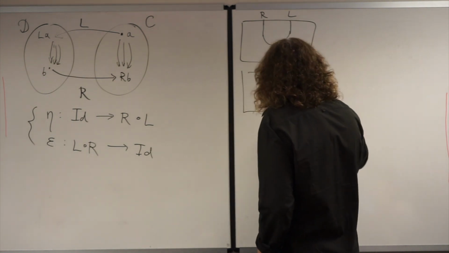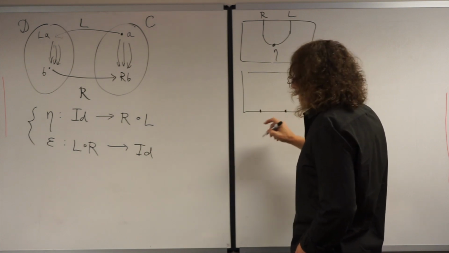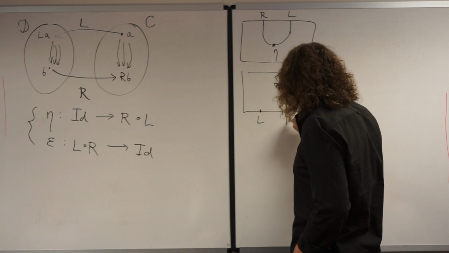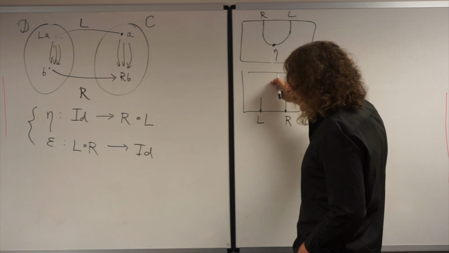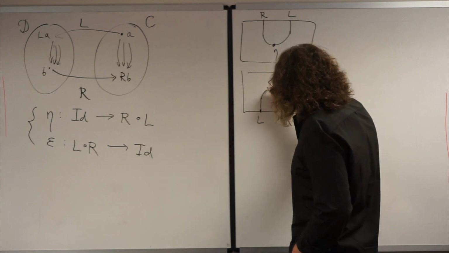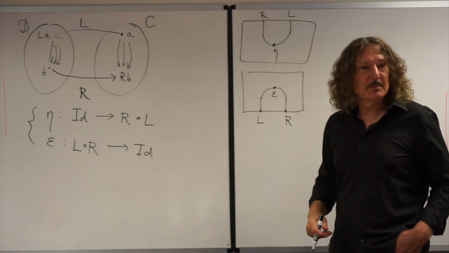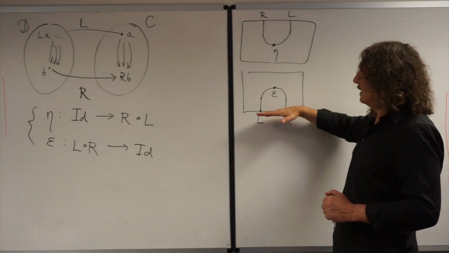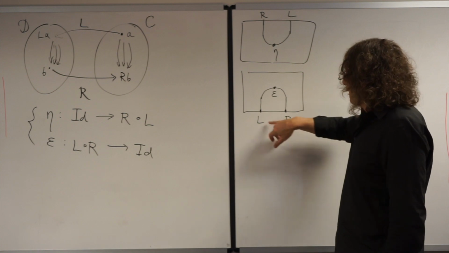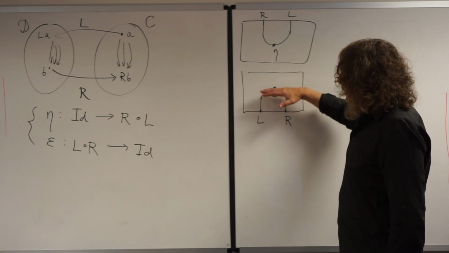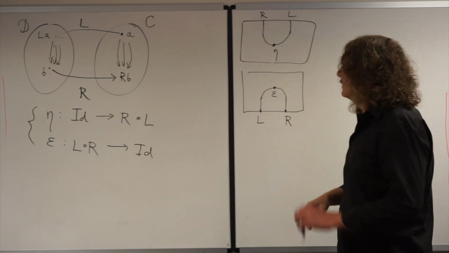Now epsilon is kind of the opposite, right? So we start with LR, right? So here are these two functors. And then there is nothing on this side, this identity functor. So these two are connected with epsilon. So that's our natural transformation epsilon, right? So if you follow this, sort of scan this diagram from the bottom, you start with L after R, and then you hit this natural transformation, and it transforms L after R into identity. And that's it.